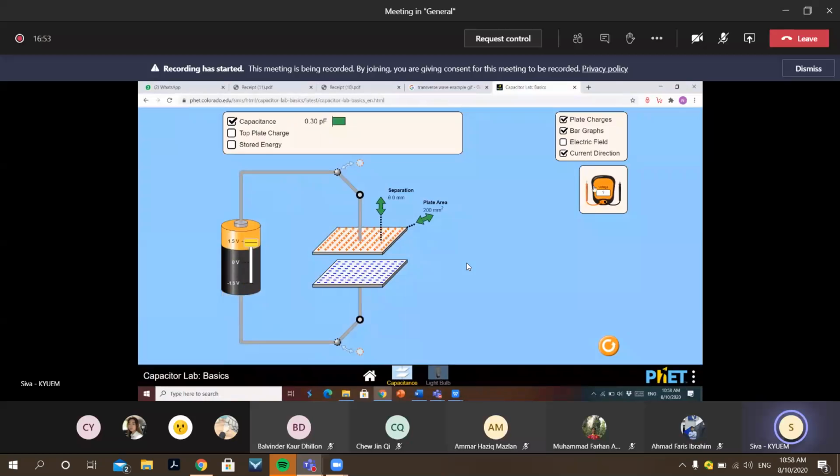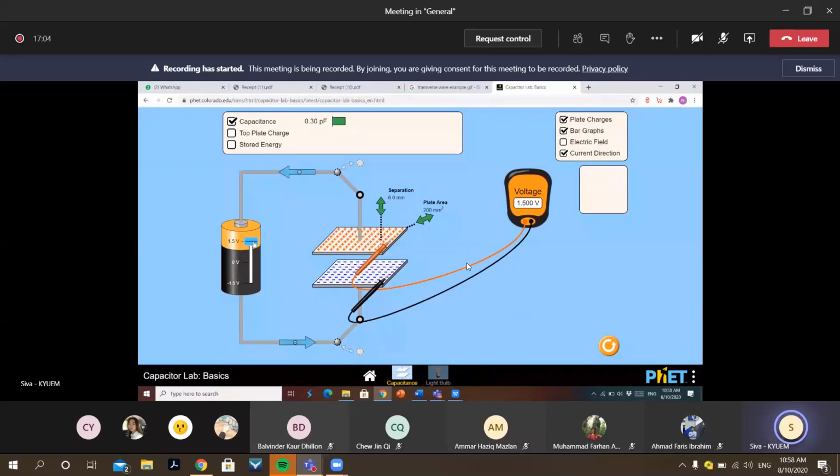We can actually connect a voltmeter. Bring a voltmeter, connect here, and bring it to this plate. It shows 1.4. Why is it 1.4? Because I haven't pushed it all the way up. If I push it all the way up, it shows 1.5. Do you understand what happens here?